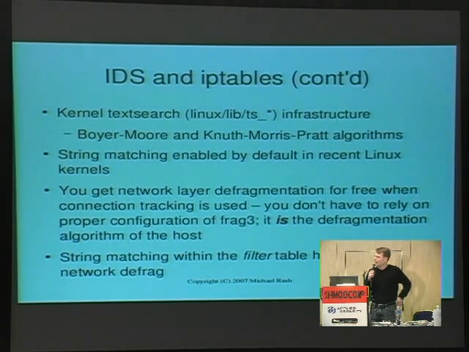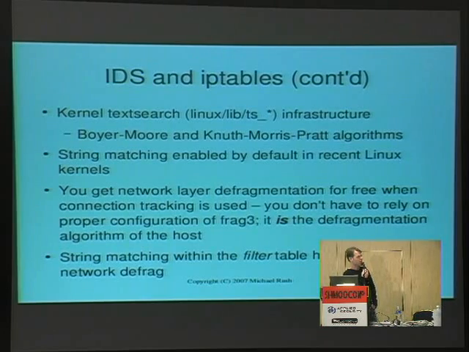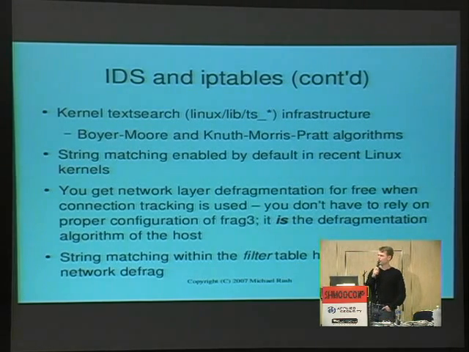So when you combine Netfilter connection tracking with the string match extension, you essentially get network layer defragmentation for free. And this is a nice consequence. If you look at the frag3 preprocessor in Snort, you will see that you can tune the algorithm that Snort uses to defragment network layer traffic. That's important because various IP stacks out there have differences in how they assemble network fragments.